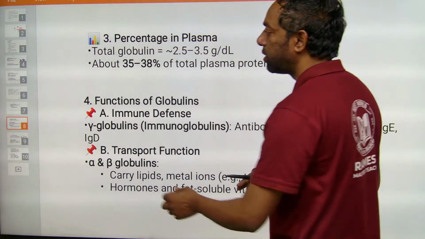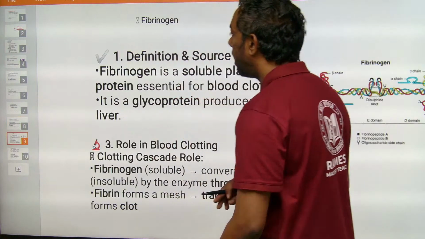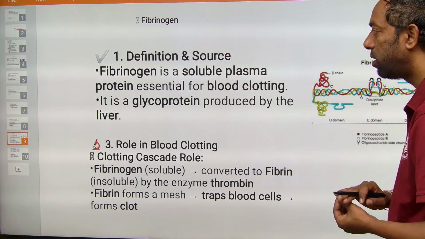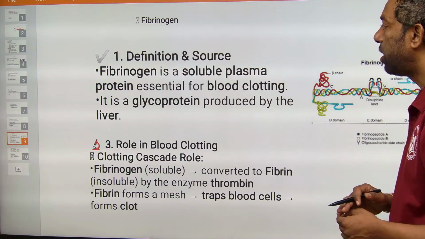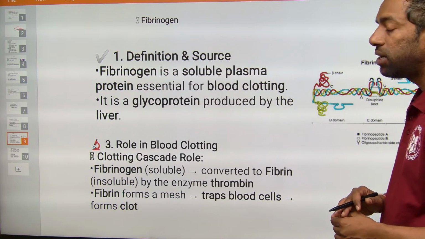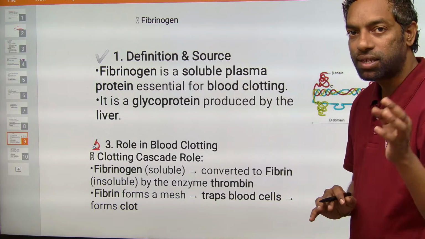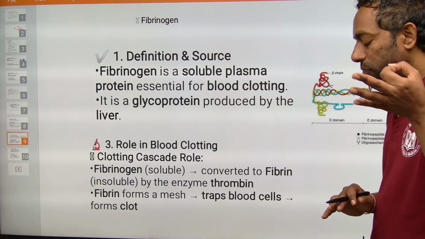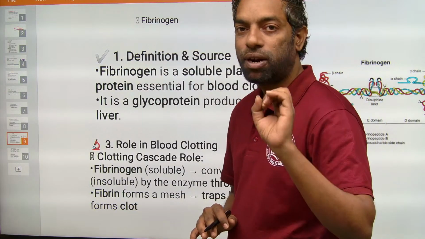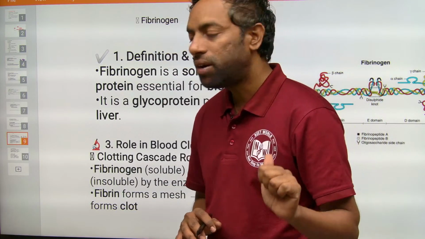Coming to fibrinogen, another type of protein, which is present in a low amount compared with the others. Fibrinogen is soluble, fibrin is not soluble. It is a glycoprotein produced by the liver. This is the most important. Fibrinogen, the blood clotting factor produced from the liver, is the most important for NEET.